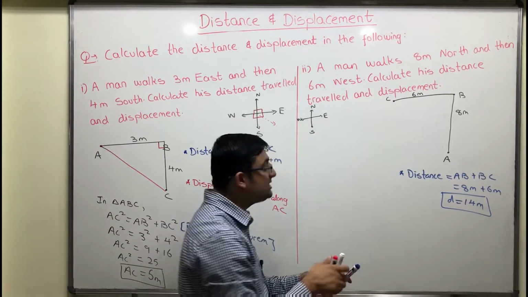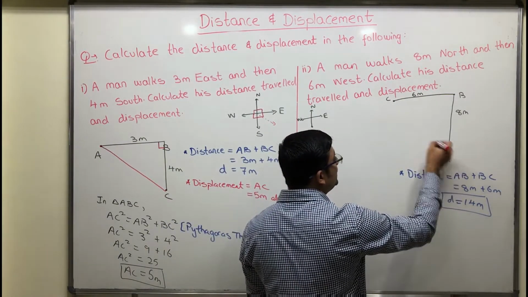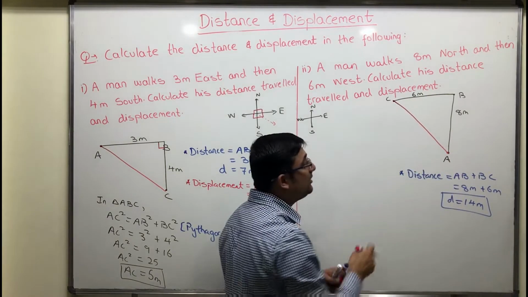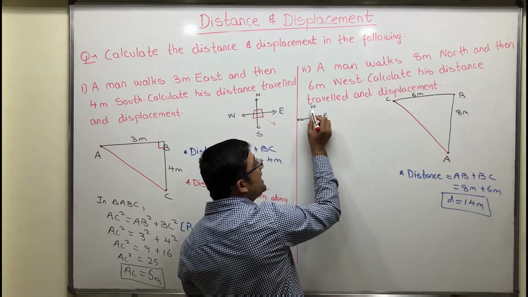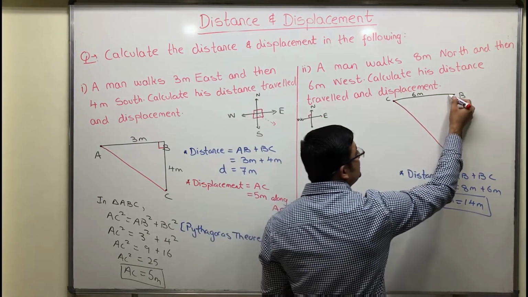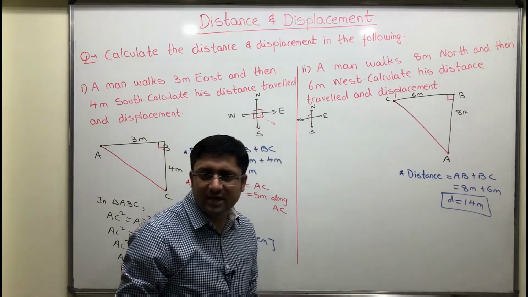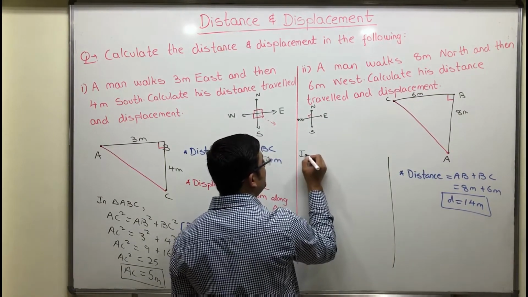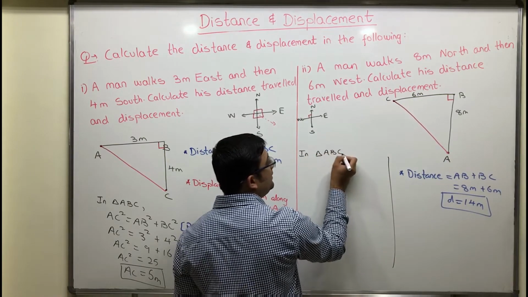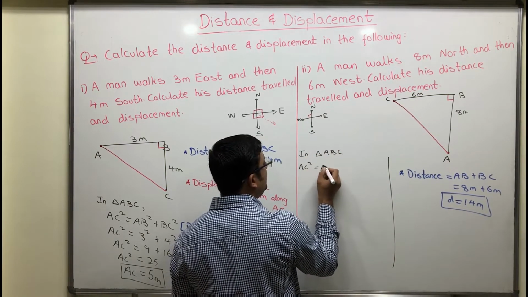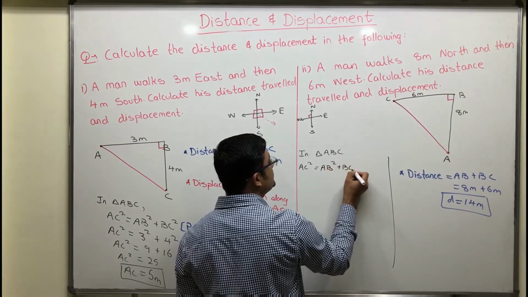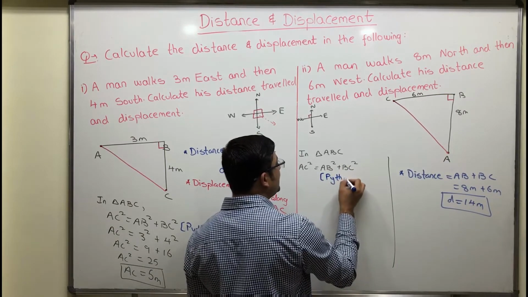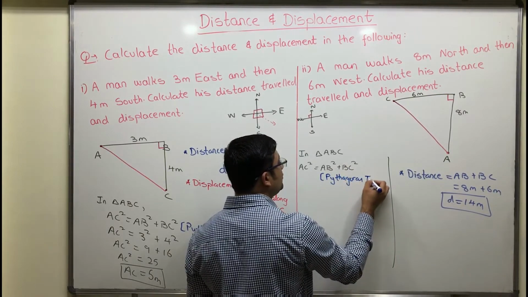Now how do we calculate displacement? Join the initial point over here to the final point here by a straight line. So AC is my displacement. What type of triangle is this guys? What is the angle between north and west? 90 degrees. So this over here is 90 degrees. So we want the hypotenuse, Pythagoras theorem. So again, I'll write down over here, that is in triangle ABC, that is AC square is equal to AB square plus BC square. You can mention in bracket Pythagoras theorem. So whenever using any property of math, guys, it's always a good idea to mention it over here.